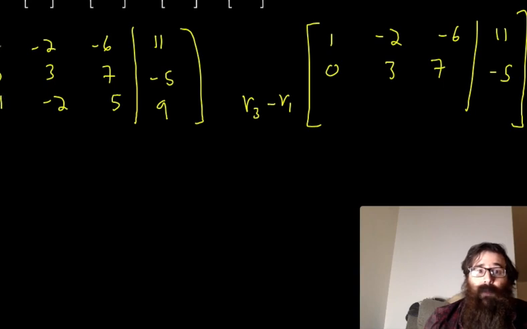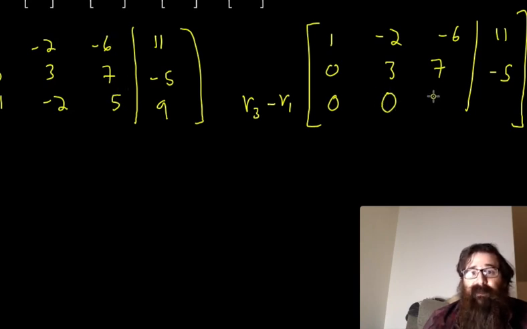Row 3, I get 1 minus 1 gives me 0. Negative 2 minus negative 2 gives me 0 as well. 5 minus negative 6, that's 5 plus 6, gives me 11. And then 9 minus 11 gives me negative 2.